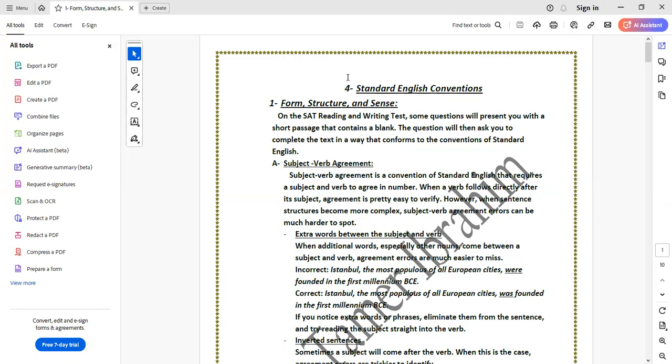Again, I'm going to repeat. In domain number 4, we have 2 skills. Number 1, form, structure, and sense. And number 2 is boundaries. Number 1 has 5 skills. The first one, subject-verb agreement.